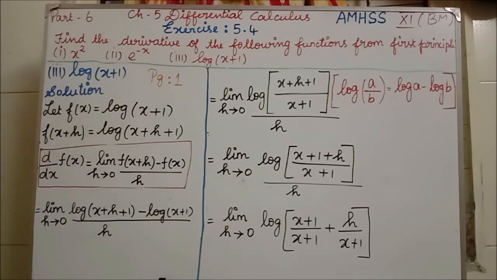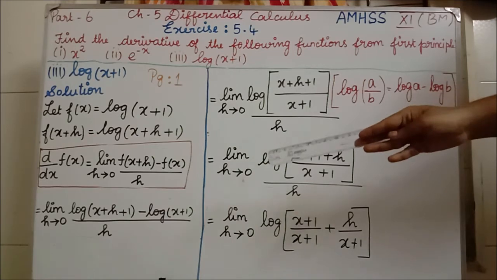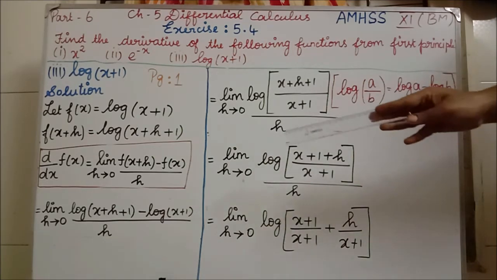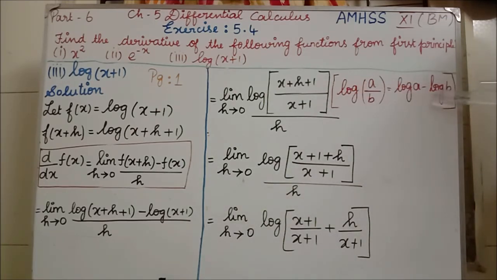So in logarithms we have one formula. See, I have written it on this side: log(a/b) is equal to log a minus log b. This is the formula. See, there we have log a minus log b. In the place of a we have x+h+1, minus log b, where b means x+1.